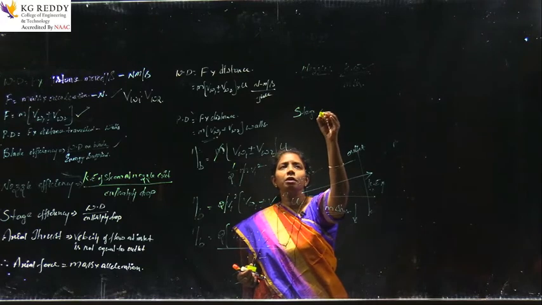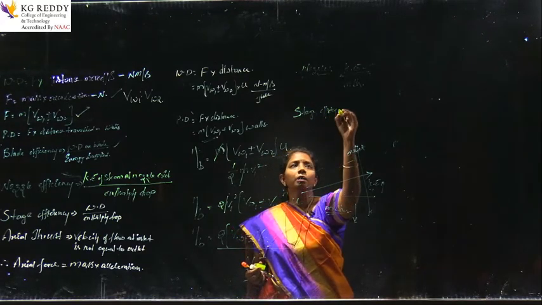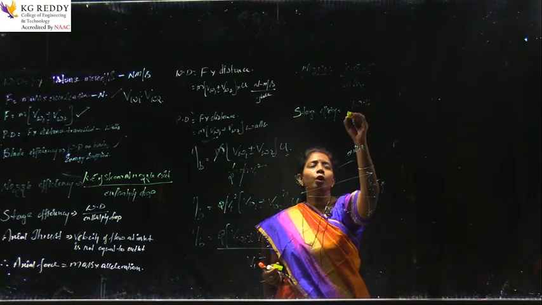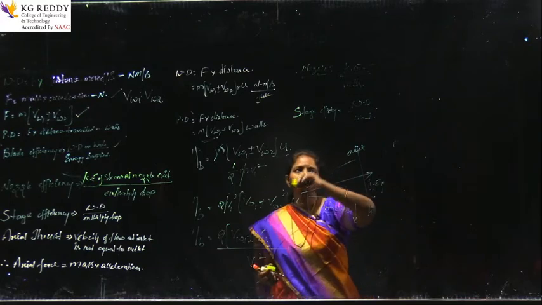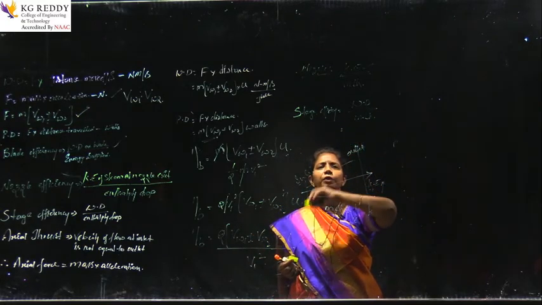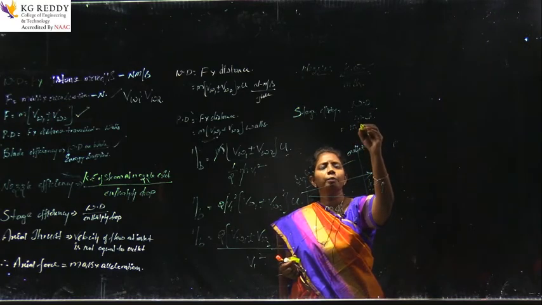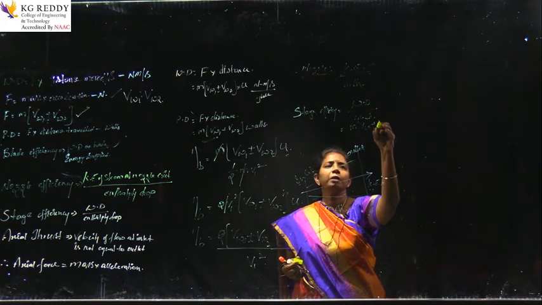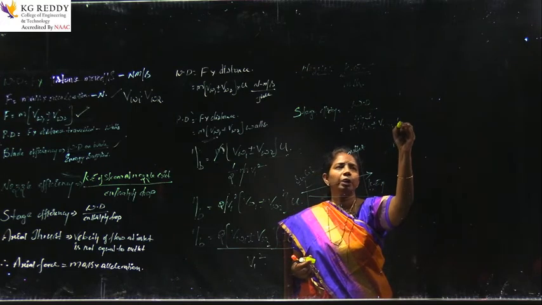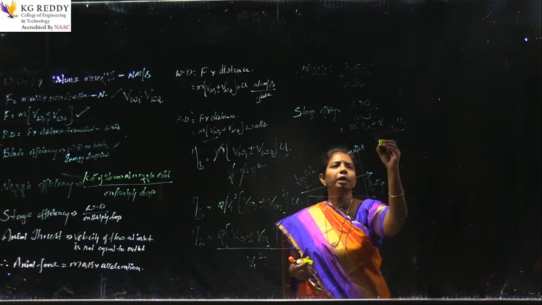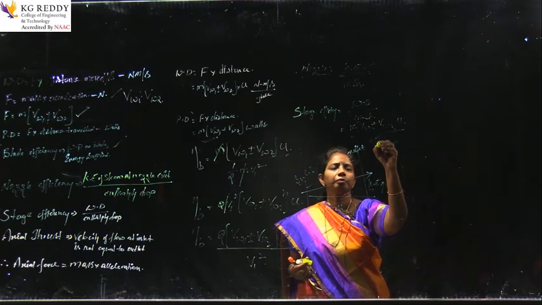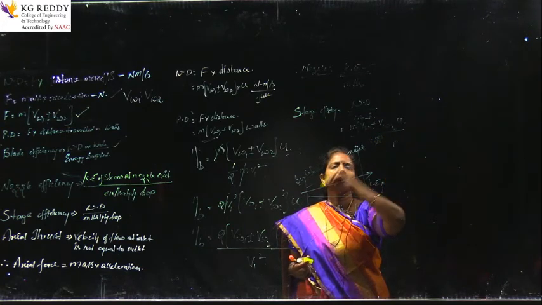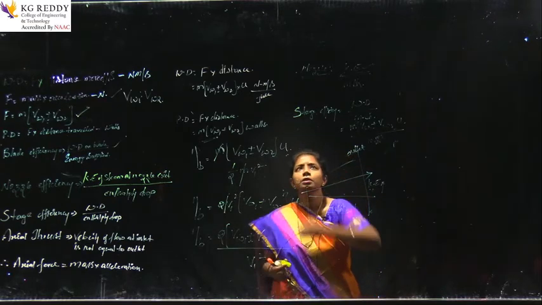stage efficiency equals the work done on the blade to the change in enthalpy drop. What is the expression I have here for the work done? Mass multiplied by Vw1 plus or minus Vw2 multiplied by U, whole divided by m into delta H. This is the relation that you have for the stage efficiency.